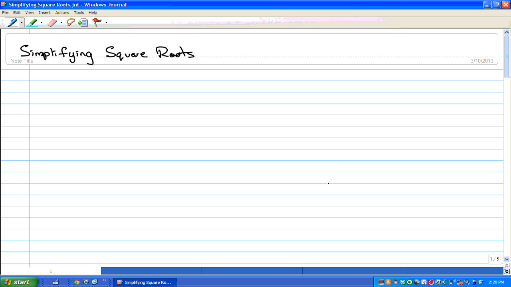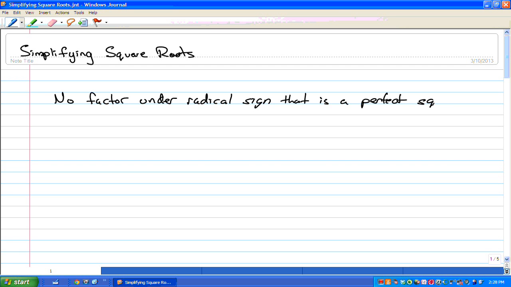So in order to ensure that a square root is simplified, or in simplest form, you have to first make sure that there are no factors under the radical sign that is a perfect square. That's the first thing, other than 1.